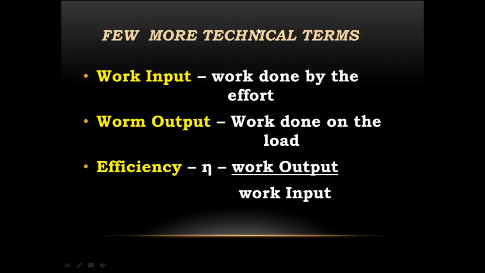The last technical term that we will be learning now is efficiency. What is efficiency? Efficiency of a machine is the ratio of the work done on the load by the machine to the work done on the machine by the effort. So in simple terms, efficiency is equal to work output by work input. The symbol for efficiency is eta. You can see a small n-leg structure there. It's eta. And again, efficiency also does not have any unit.